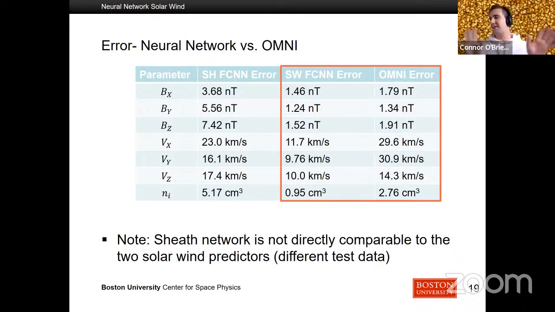So one thing to say, I kind of sped through this because I was worried about time. There are two models. One is trained to take L1 data in and map it to near-Earth solar wind data on the other side. And the other is trained to take L1 data from Wind in, and then magnetosheath observations out. So yes, in that sense, it is somewhat of a mapper. Neural networks are strong interpolators.